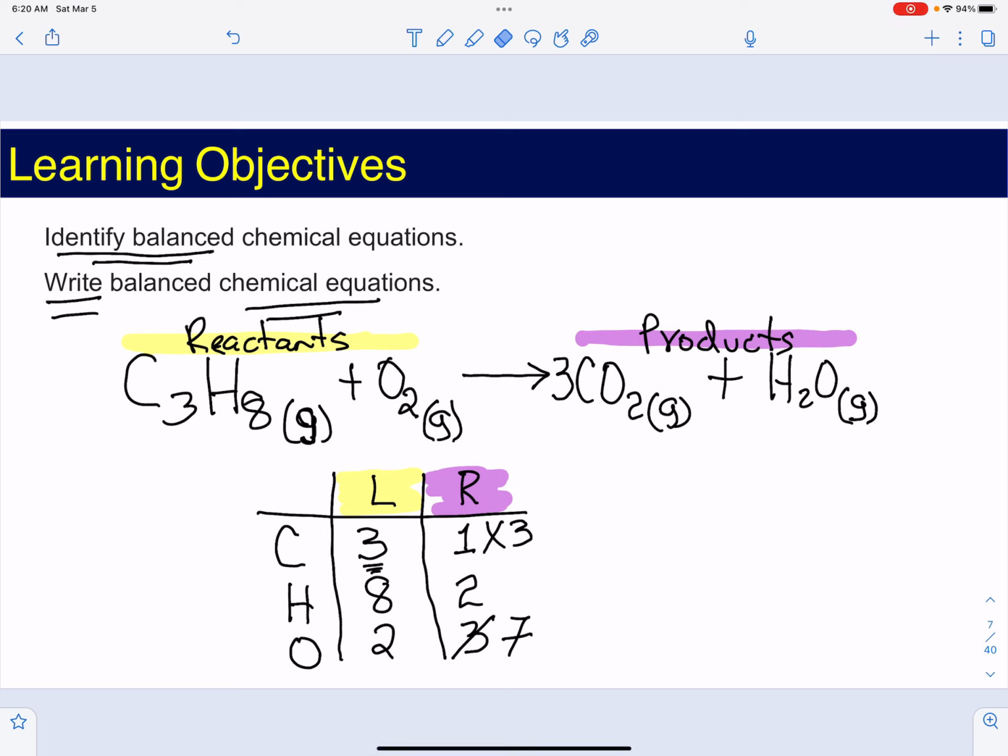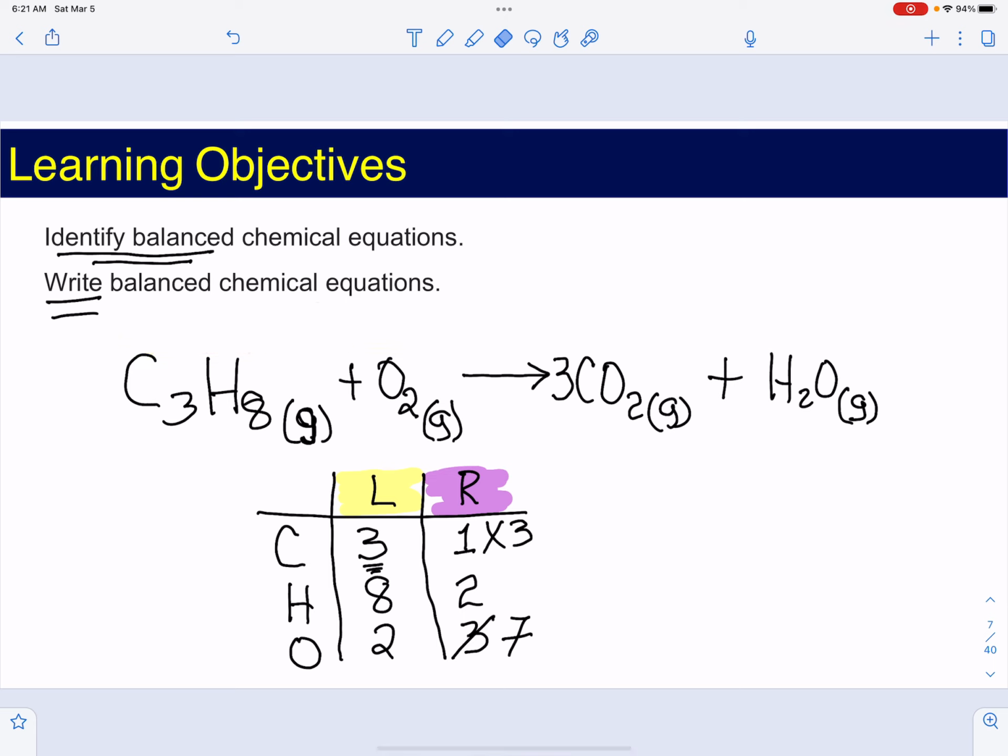So let's continue doing this. So we already know which is which. Just clear the screen a little bit. So let's fix the hydrogen. 8, so we need to multiply by 4. On the right side, wherever the hydrogen is, we are going to multiply by 4.